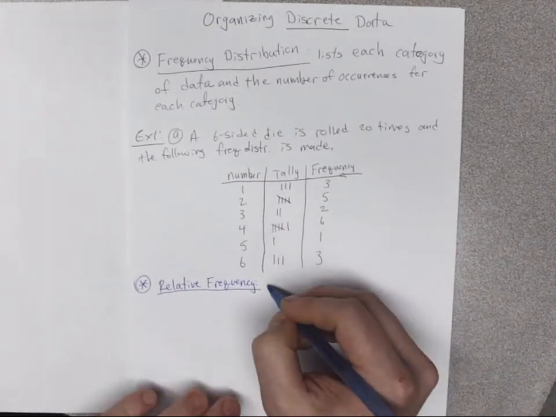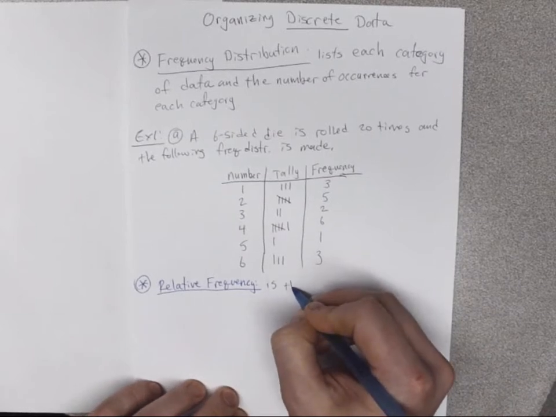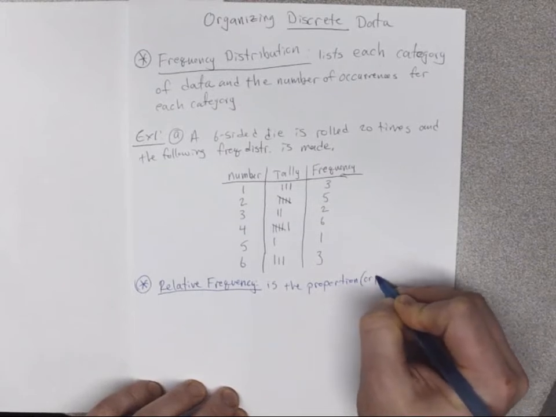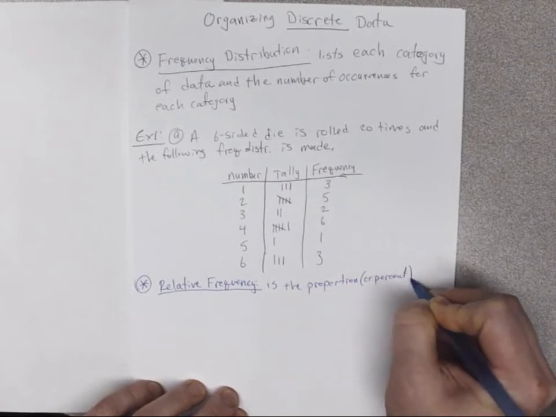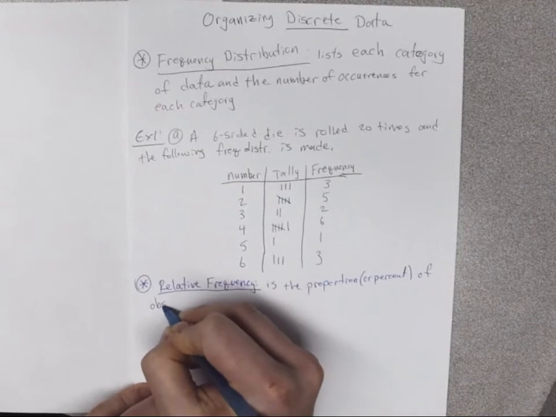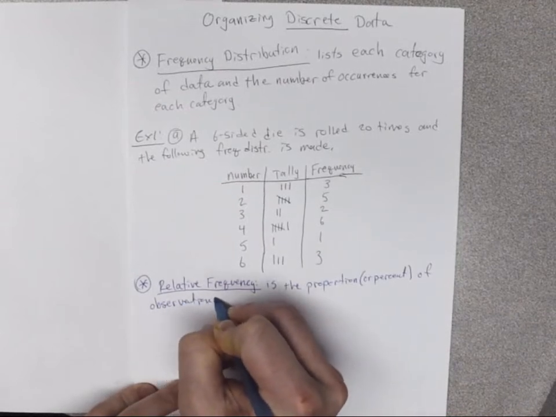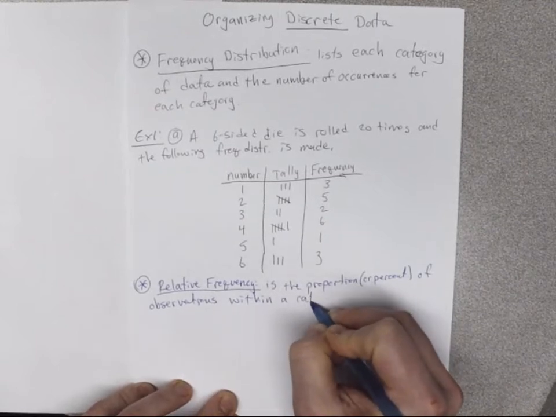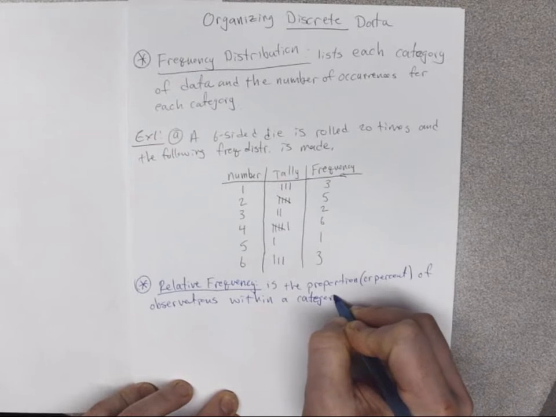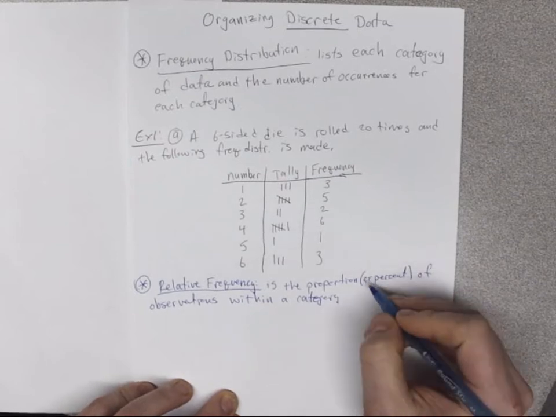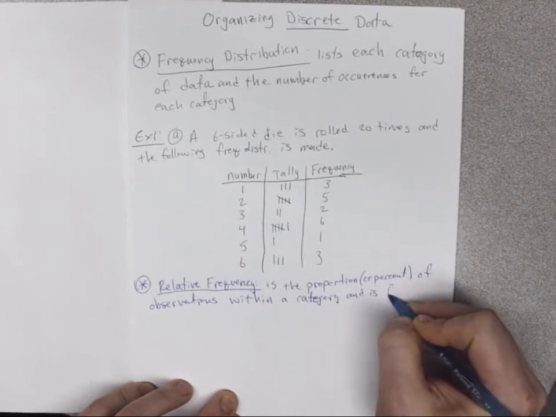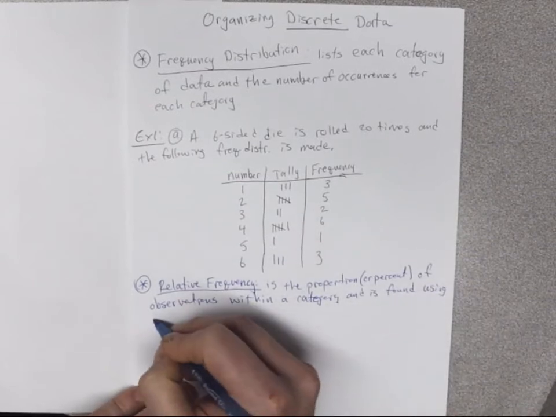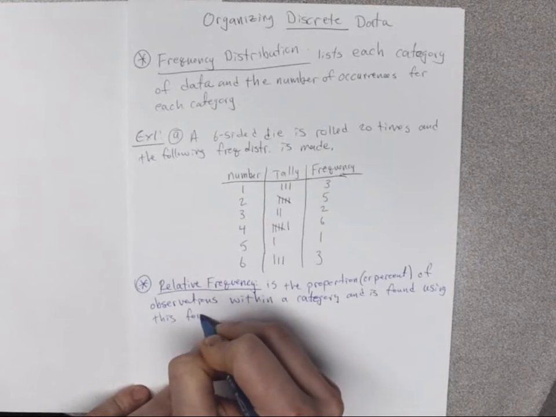So just a quick definition: relative frequency is the proportion, or you could say percent, of observations within a category, and is found using this formula. And it's a pretty simple formula.